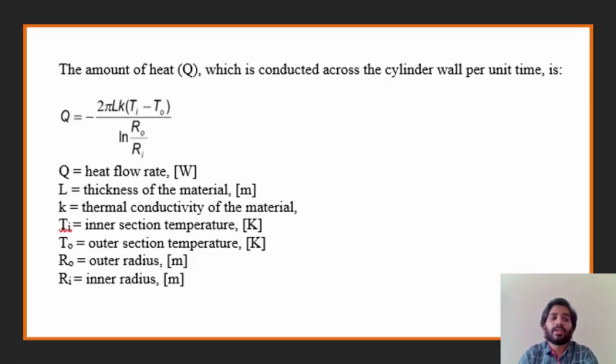Based on the theoretical observation of radial heat conduction, we come up with a formula to obtain the amount of heat conducted across the cylinder wall per unit time. As you can see here, the formula consists of the thickness of material, thermal conductivity, the inner temperature together with the outer temperature, and we need to include the outer radius and the inner radius in the formula itself.